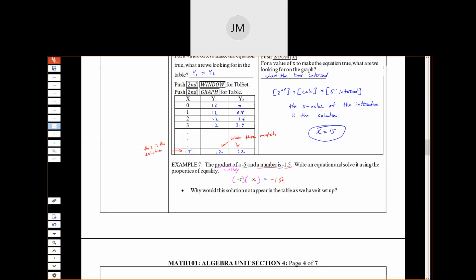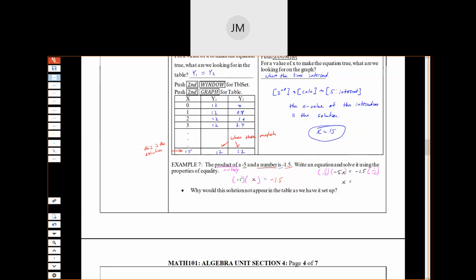Okay, let's solve this using the properties of equality. Well, if I want to solve this using properties of equality, multiply both sides by something, what I want to do is multiply by 1 over -5. Okay, so if I have -5x equals -1.5, what I would do is multiply both sides by 1 over -5. Okay, that's the reciprocal of -5, so when I multiply, they would cancel, and I would just get my x.